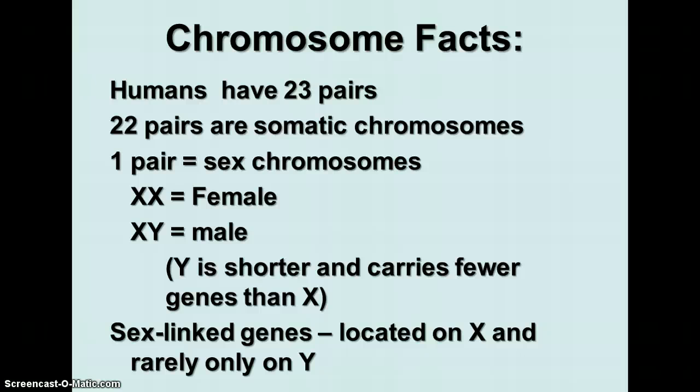The other pair of chromosomes are the sex chromosomes, and they're a pair in females, but not really in males. In females, there are 2 X chromosomes. In males, there's an X and a Y chromosome. We call them a pair, but in the male, they're not really a pair because the Y chromosome is shorter and carries fewer genes than the X chromosome. Any sex-linked characteristics or sex-linked genes are usually located on the X chromosome, rarely on the Y chromosome. There are a few sex-linked traits that are carried on the Y, but in humans, they're mostly carried on the X chromosome.